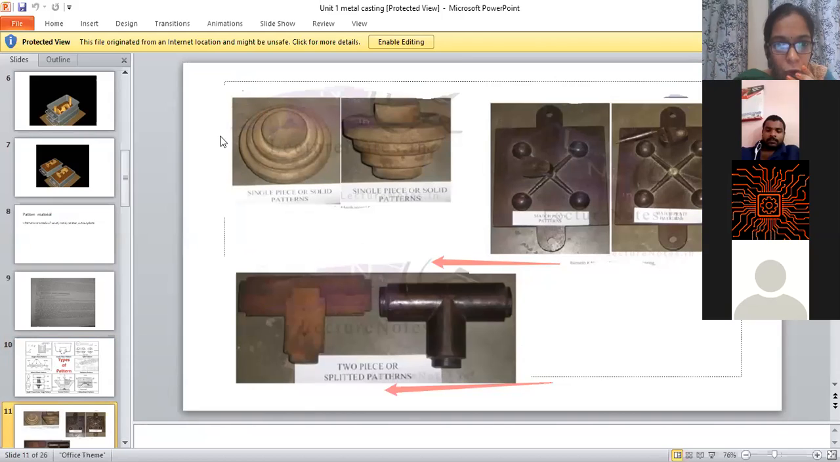These are the photos. The first one is a single piece, right? This one is a match plate. There is a plate here. Here you can see the cope and this is the drag. These are the aligned pins.